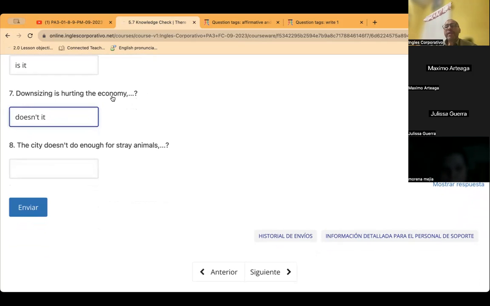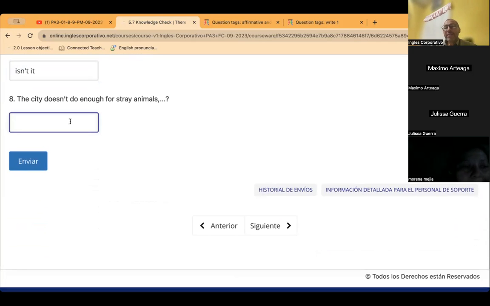Morena, look at the sentence number seven. What is the auxiliary? The auxiliary. Oh, I'm so sorry. Isn't it? Okay. There you go. Isn't it? Let's try the last one. The city doesn't do enough for stray animals. The city doesn't do. Does it? Okay. Auxiliary, doesn't, and the city, singular, it.